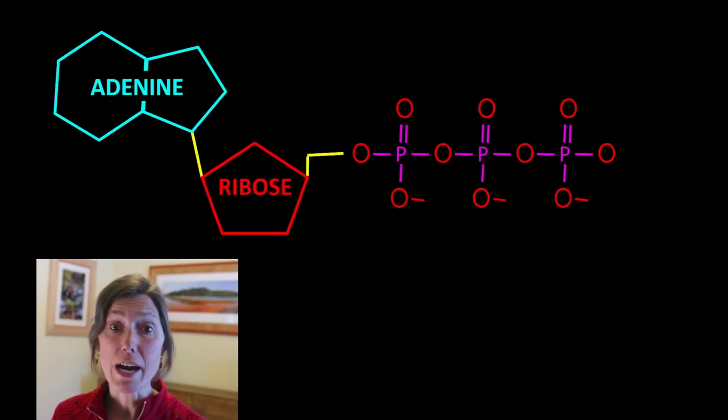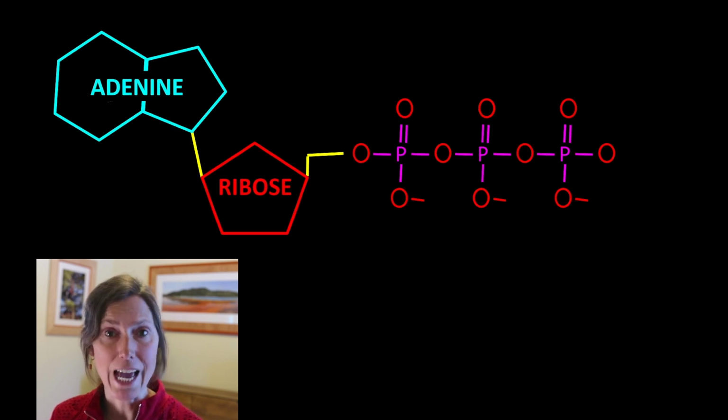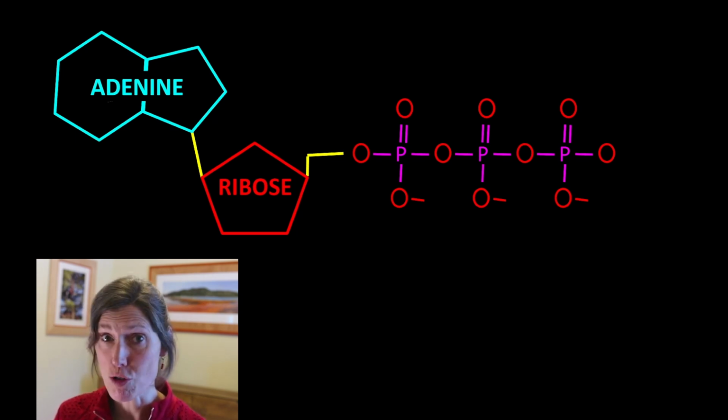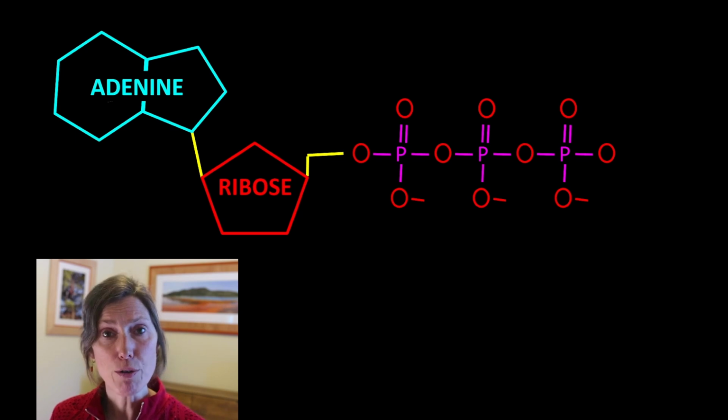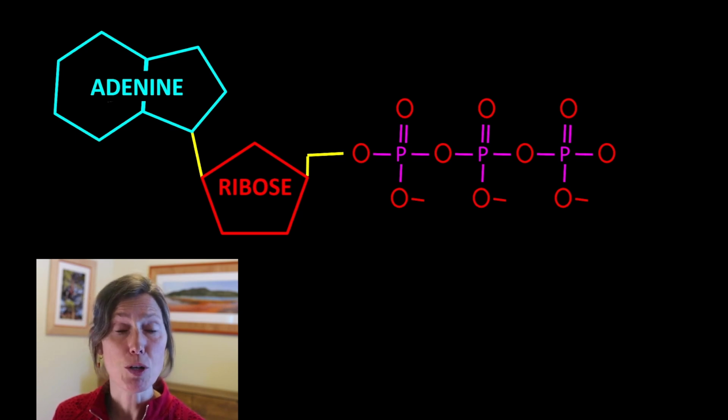Why does ATP hydrolysis result in the release of energy? Let's take a look at the composition of the ATP molecule. It is composed of an adenine group, which is basically a nitrogenous base. It also has a 5-carbon ribose sugar and 3 phosphate groups, all attached in one molecule.